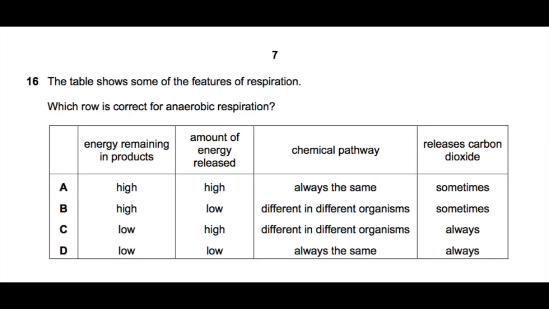The table shows some of the features of respiration. Which row is correct for anaerobic respiration? The answer is B. Energy remaining in the products for anaerobic respiration is high, while the amount of energy released is low. The chemical pathway is different in different organisms, and sometimes it does release carbon dioxide.